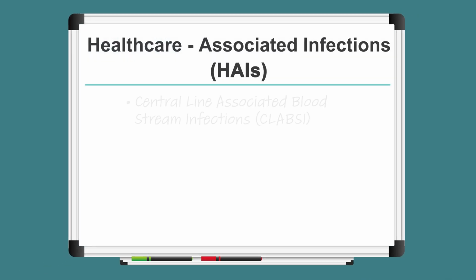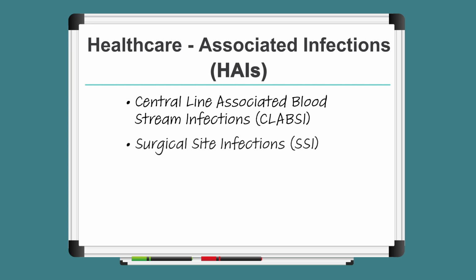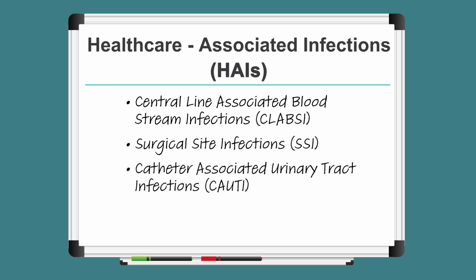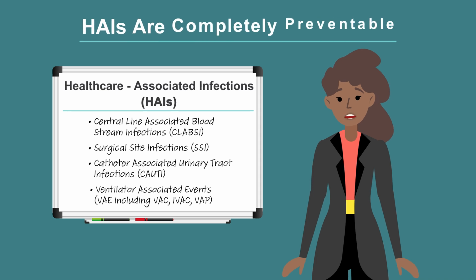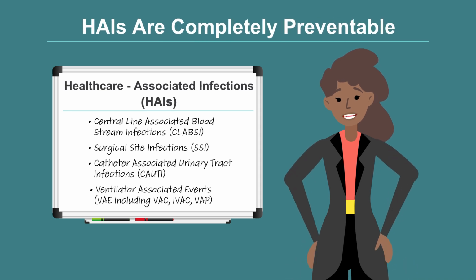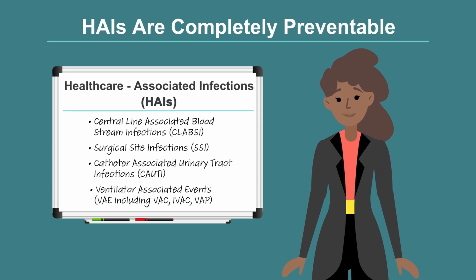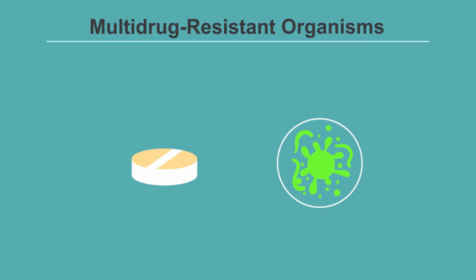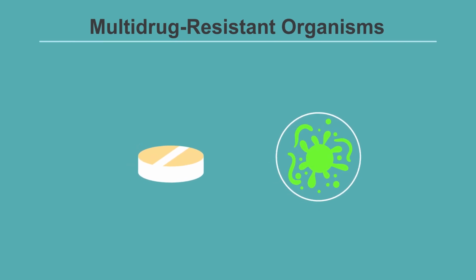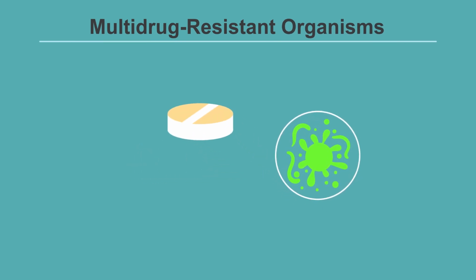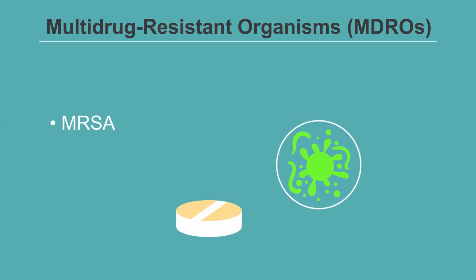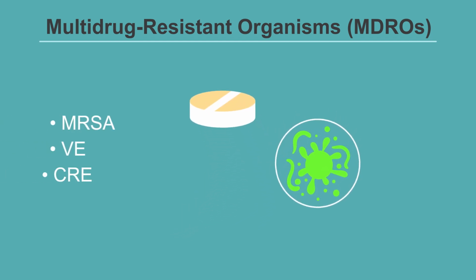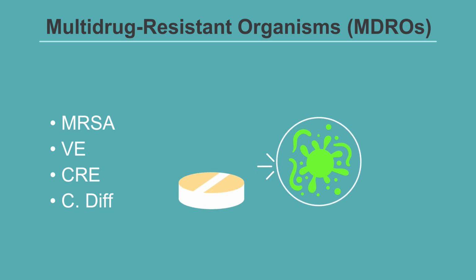Healthcare-associated infections, also referred to as HAIs, are infections that patients acquire while they're in a healthcare setting. HAIs are completely preventable when we follow all these protocols. These precautions also fight the transmission of multi-drug resistant organisms, commonly called MDROs, which are bacteria that have become resistant to certain antibiotics. They are an increasing threat to public health.